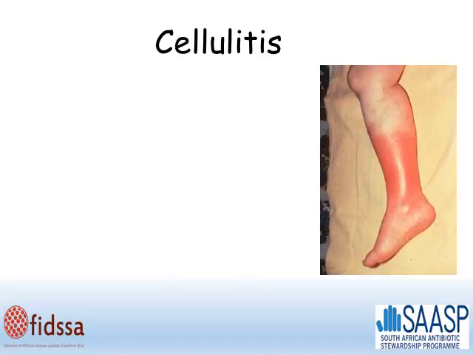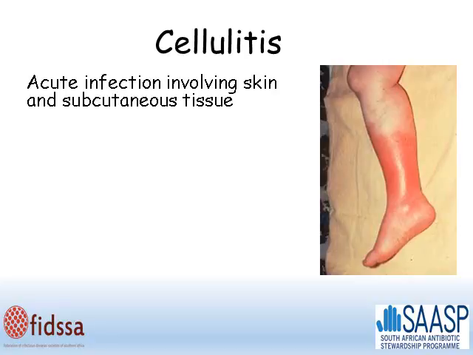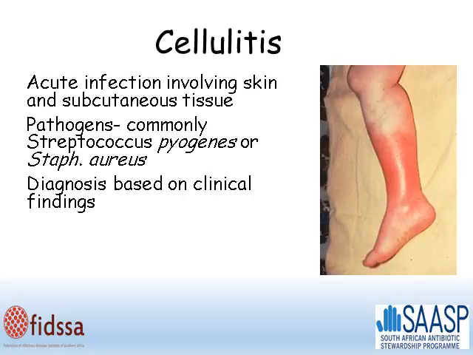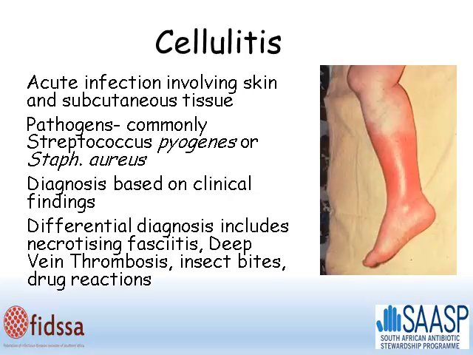So beginning with cellulitis, this is acute infection involving the skin and the subcutaneous tissues. And the common pathogens are largely the gram-positives, Streptococcus pyogenes and Staphylococcus aureus. The diagnosis is largely clinical, and the picture shows you a typical case with a unilateral, red, swollen, painful leg.